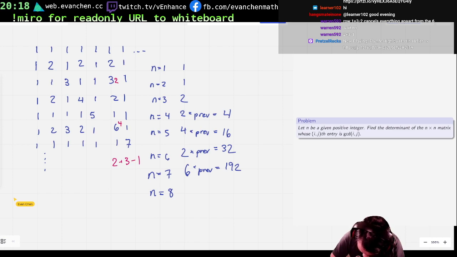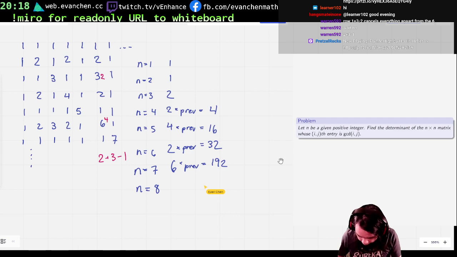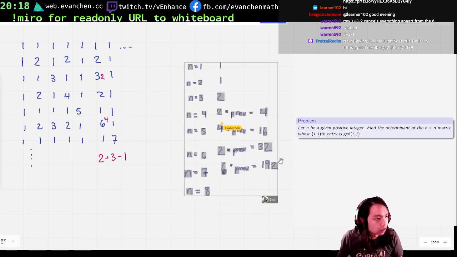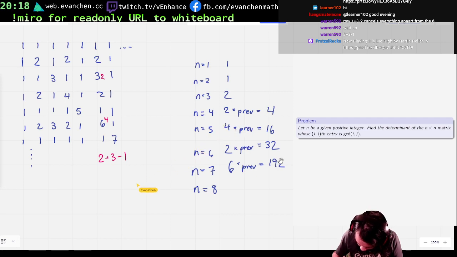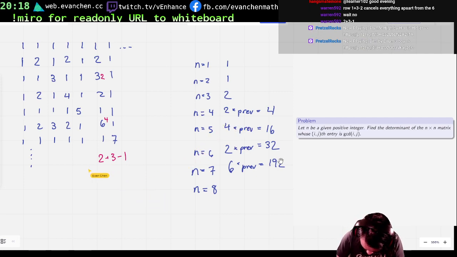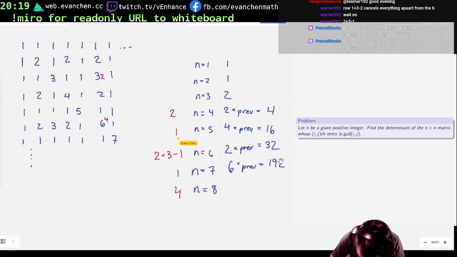Okay, I should start writing what I'm subtracting, because that's the important part of the problem. So let me move this a little to the right. For me right now, the answer is less important than the thing that's being subtracted. What we've basically been able to do is, n equals 4, we subtracted 2, that was it. N equals 8, I think we subtract 4, and that's it. We subtract 1, 1, and the primes are on.